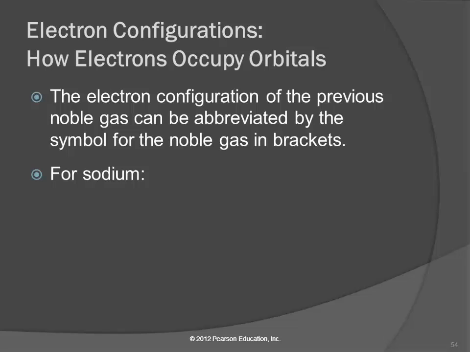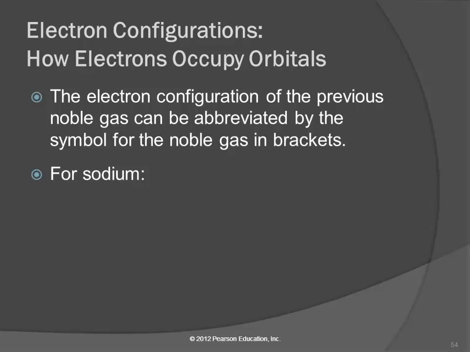So there is a little bit of a shorthand. We can use the electron configuration of the previous noble gas. We can abbreviate it by putting the element symbol in brackets. And you're like, what are you talking about? Okay, let's do sodium. Sodium is over here.